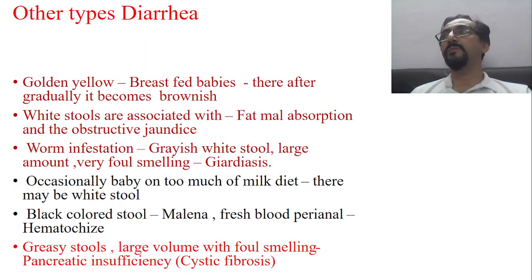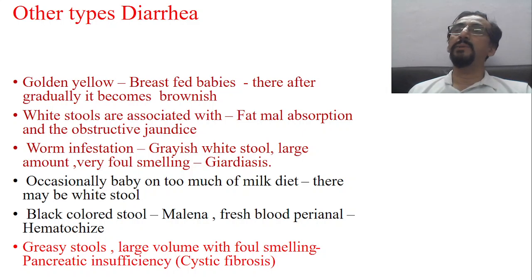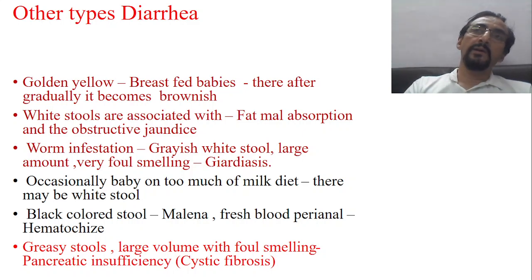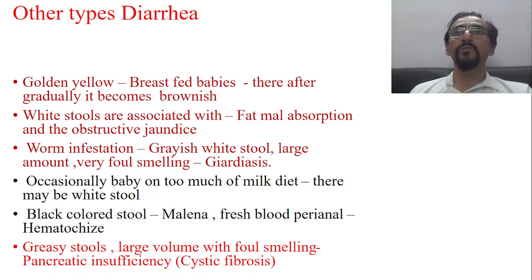Now we have some other types of stool color also. Golden yellow color. Most of the time the baby passes golden yellow color stool. If you see the breastfeeding babies or even the cow's milk fed babies, usually they pass golden yellow color stool. Gradually thereafter it becomes brownish as the age passes.